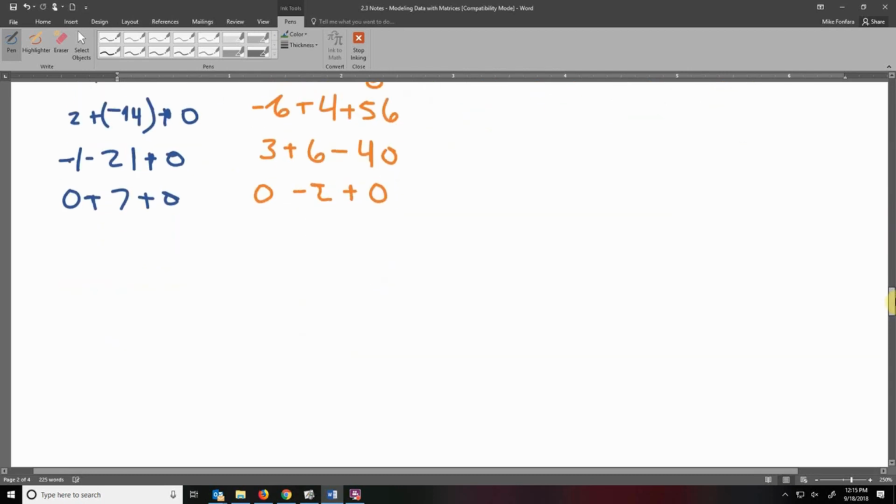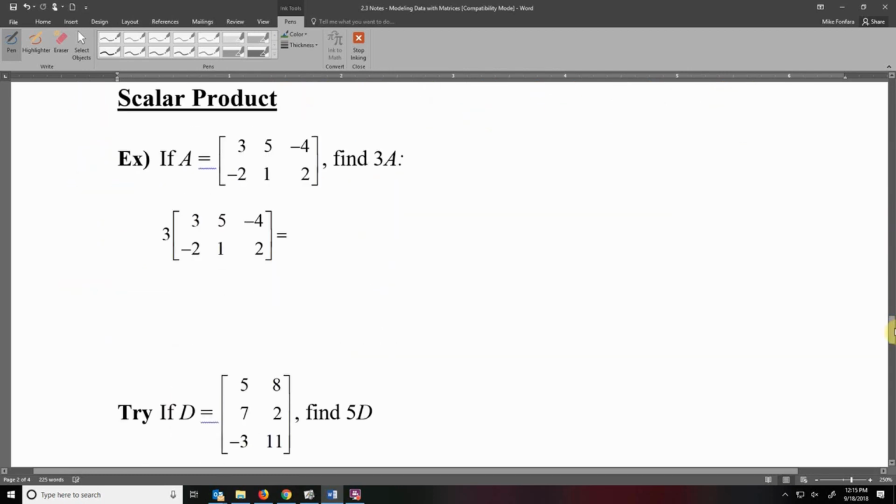Okay, multiplying by a scale factor. Here's a scale factor of 3. I'm going to multiply this matrix by a scale factor of 3, and that really just means I multiply everything by 3. 3 times 3. 5 times 3. Negative 4 times 3. Negative 2 times 3. 1 times 3. And 2 times 3. That is how you multiply by a scale factor.